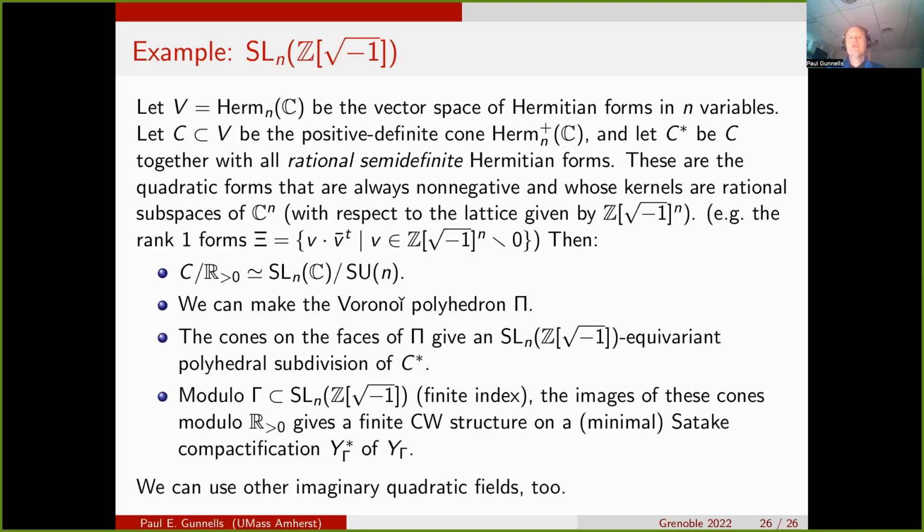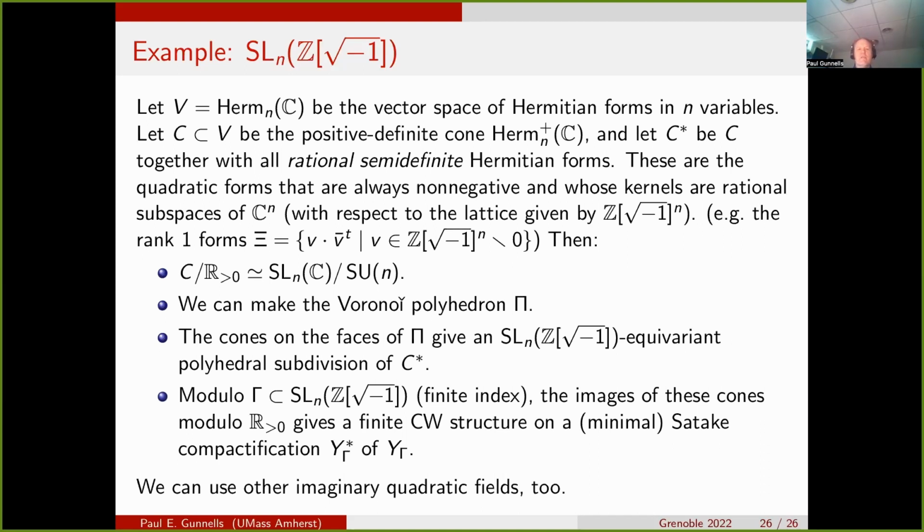And these again include these rank 1 guys, which are gotten by taking integral vectors over this ring, Z adjoin square root of -1, and then making this product. But now I have to take the complex conjugate as well as the transpose to make a rank 1 form. The symmetric space becomes, in this case, SL_N(C) divided by SU(N). We make the Voronoi polyhedron in exactly the same way. You can think about it in terms of perfect forms.